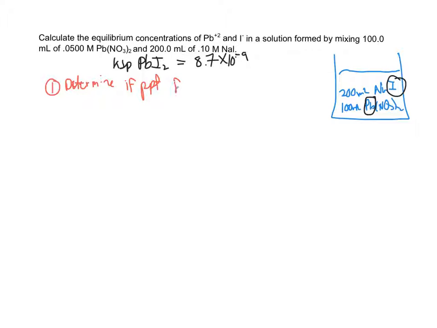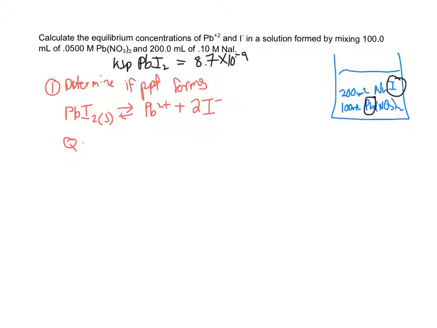Because if a precipitate forms, it's going to take away from the ions that we have in our solution, right? And so we are going to determine first if a precipitate forms. So we write our dissociation equation here. So PbI2 solid would dissociate into Pb2+ and 2I−.